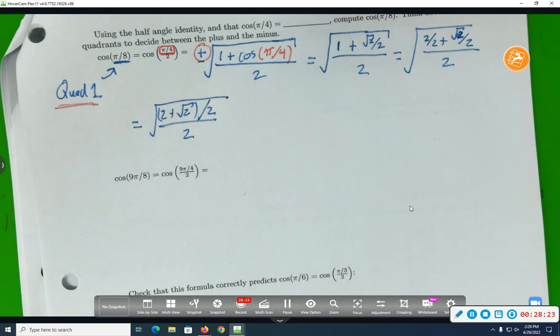All right, so let's just read off what that says. That says start with 2, add to it the square root of 2, then divide that by 2, then divide that by 2 again, and then take the square root. What do you get if you divide something by 2 and then divide it by 2 again?